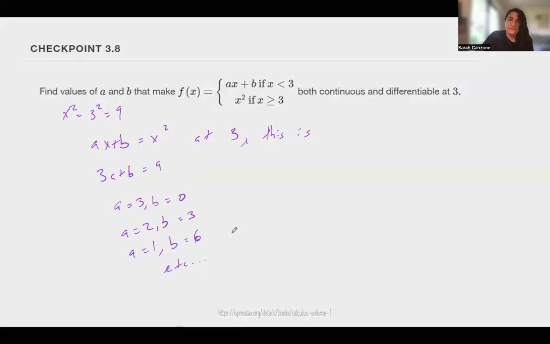You can go on forever. So we're just finding some values that would make this true. If you were looking for specific values, you'd be given a little bit more information. But any of these values work. And again, if you came up with values that weren't these, but it satisfied this equation, that would also work.